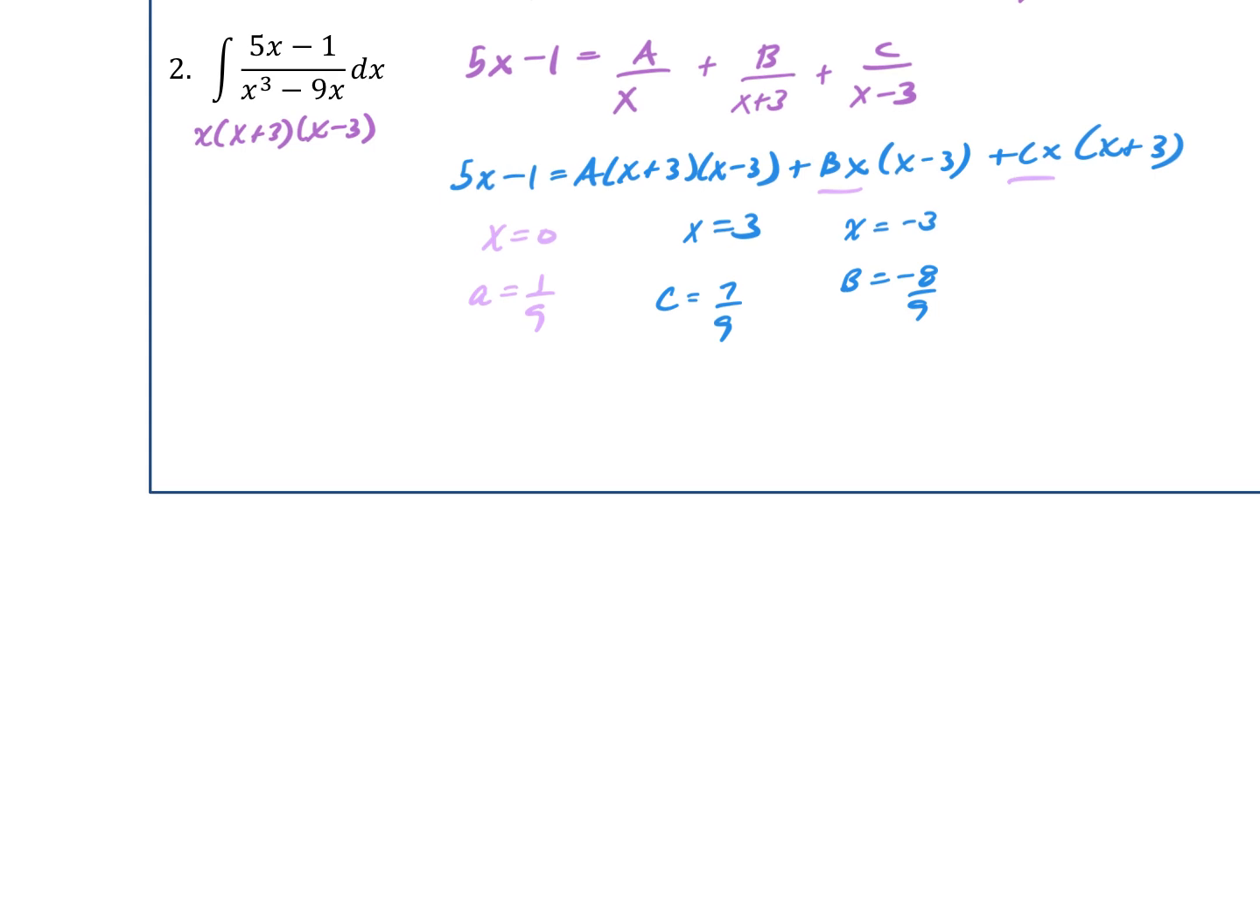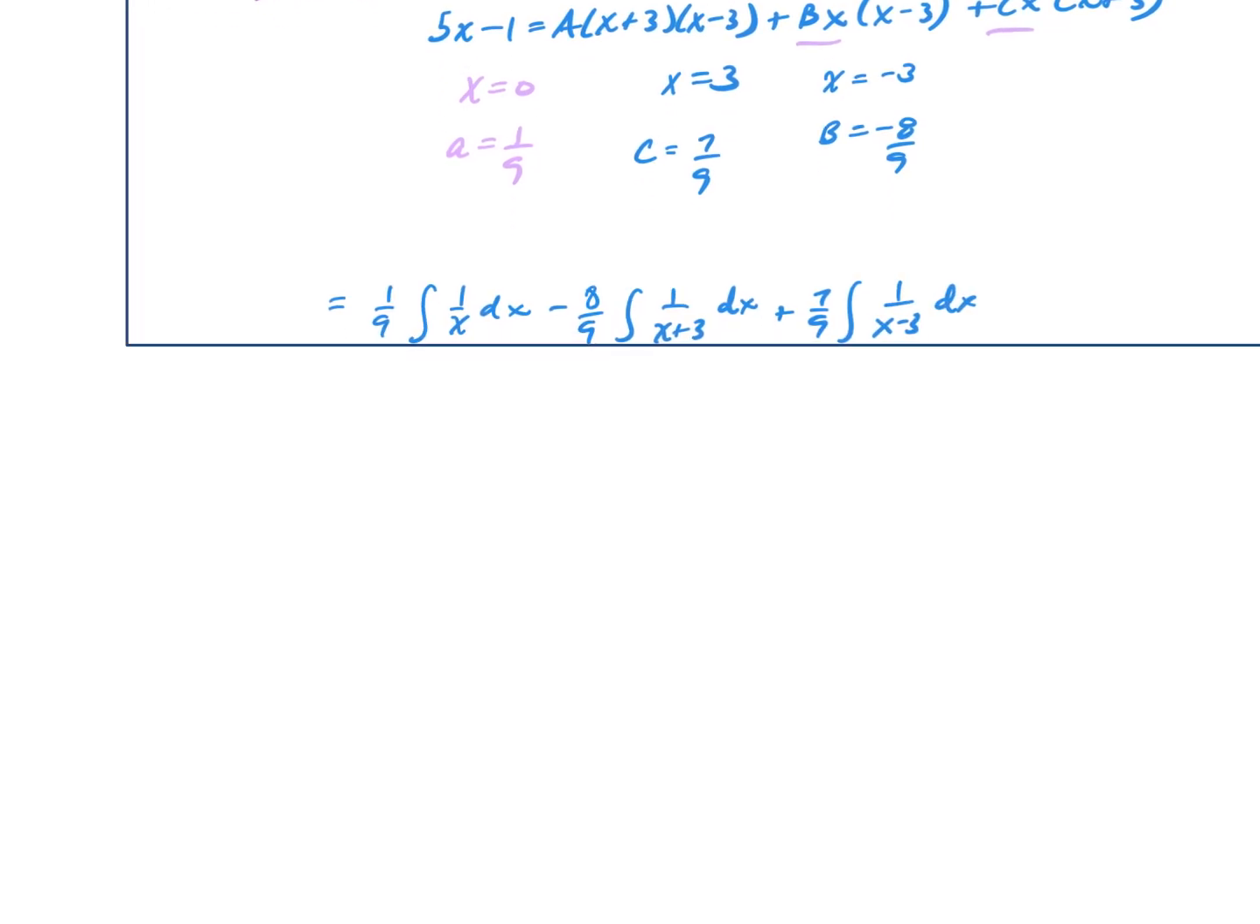All right, so here we go. I'm going to integrate. I'm going to get 1/9, the integral of 1 over x dx. That's the first one. Minus 8/9, the integral of 1 over x plus 3, and then plus 7/9, the integral of 1 over x minus 3 dx. All right, so we're going to get 1/9 ln of x minus 8/9 ln of x plus 3, and then 7/9 ln of x minus 3 plus c.